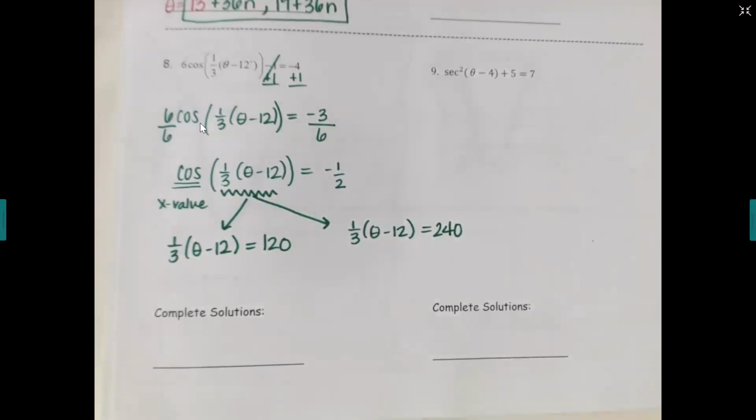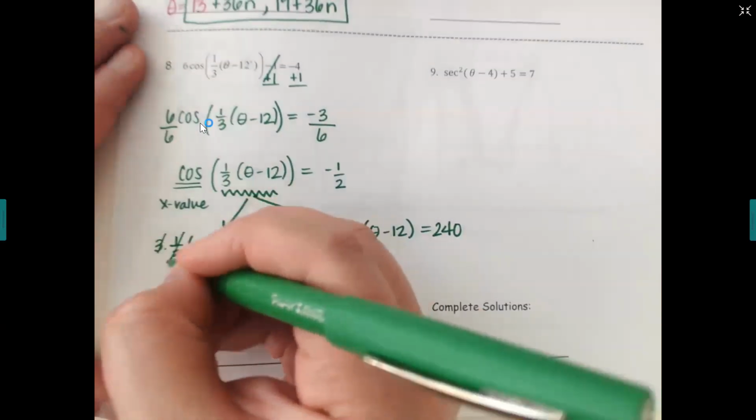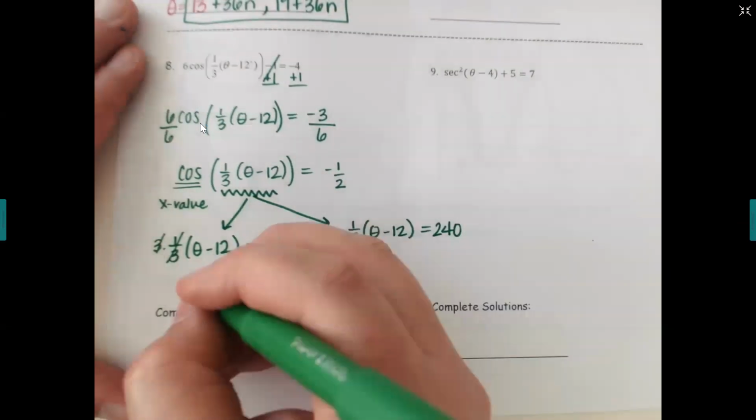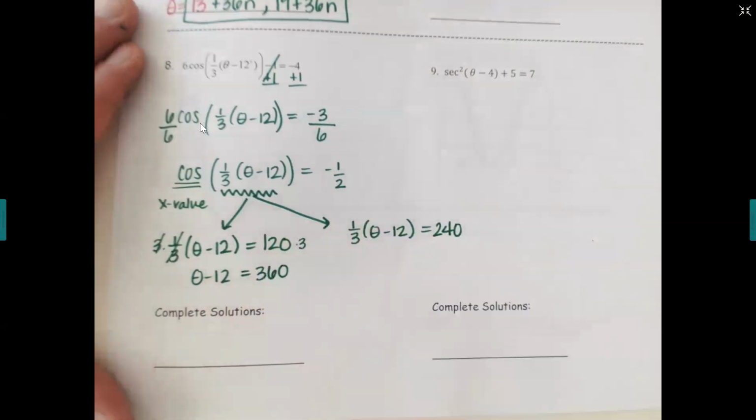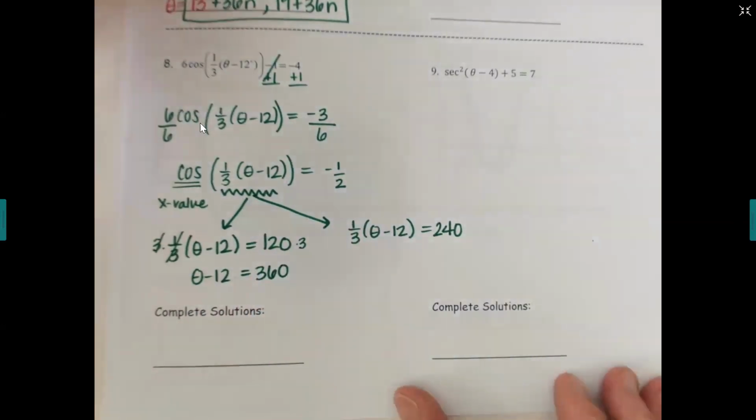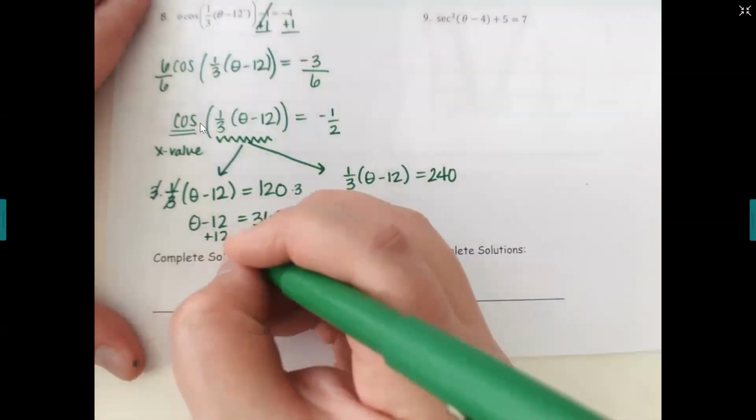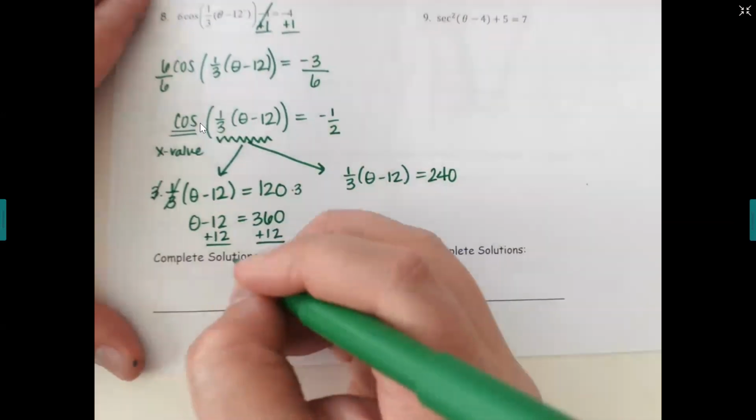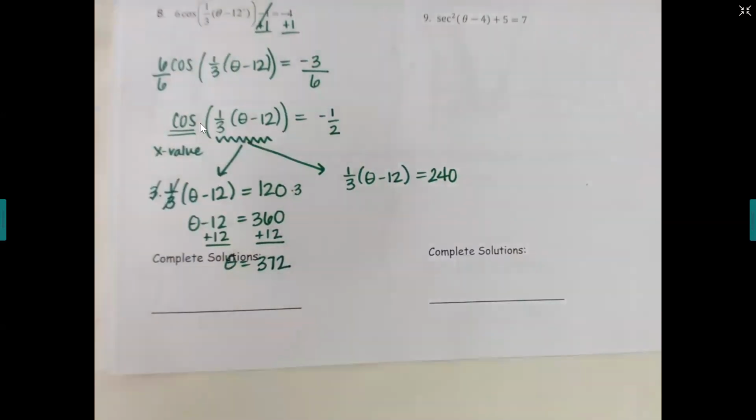How do I undo a divide by 3? Let's times by 3. I'm gonna start on the 120 equation. What is 120 times 3? 360. And so then if theta minus 12 is 360, what do I need to do? Add the 12 across. And what is 360 plus 12? 372, very good.